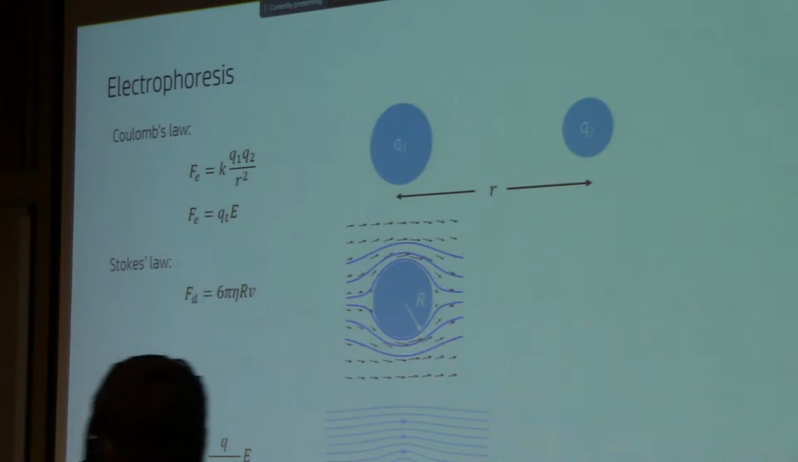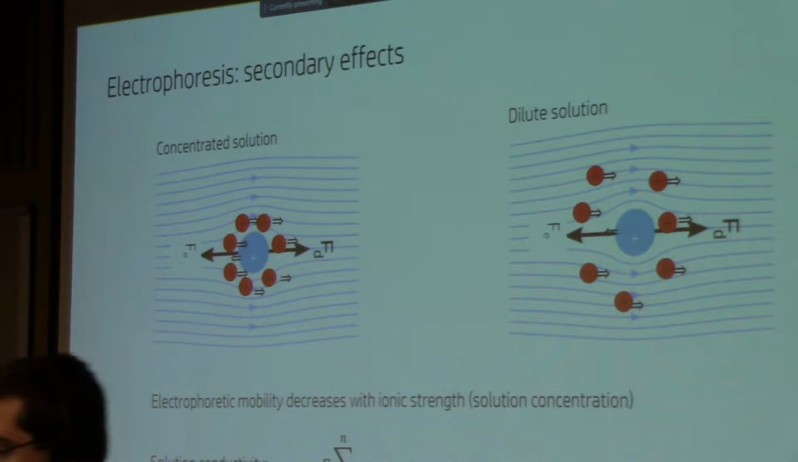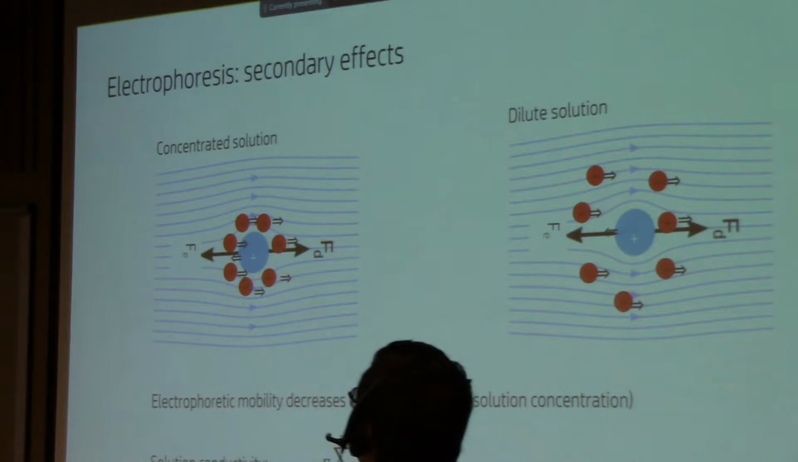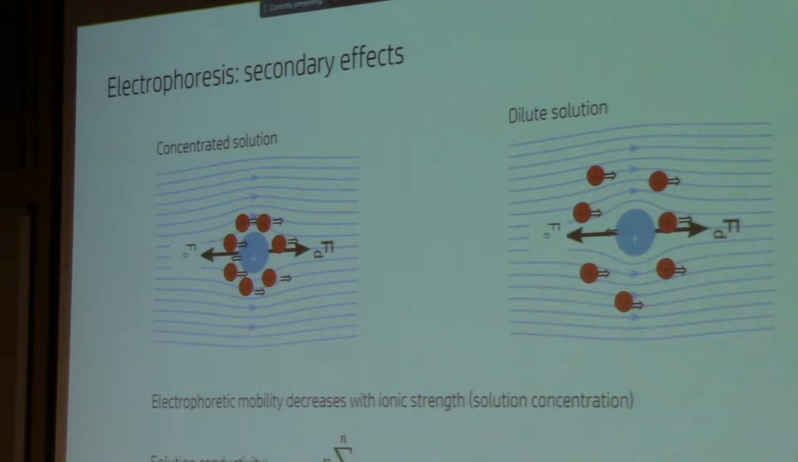So this radius is a little bit tricky, but as a first approximation, this is what we will treat as electrophoretic mobility, and that is how it scales. Okay, and so there's also secondary effects, right? A charged particle, for example, would attract other charged particles in the water.